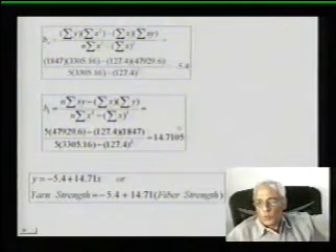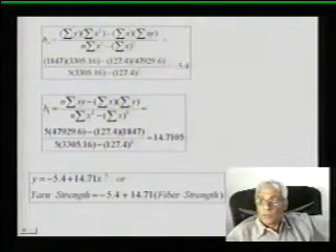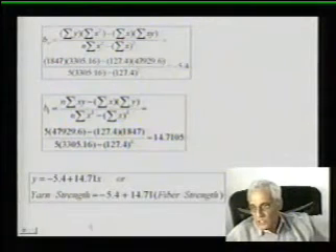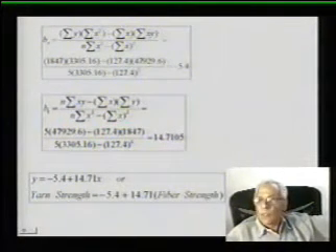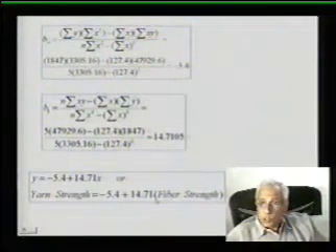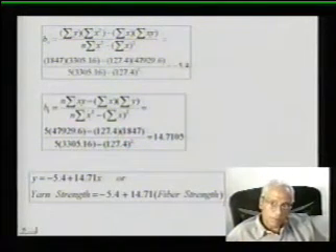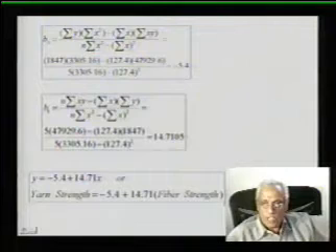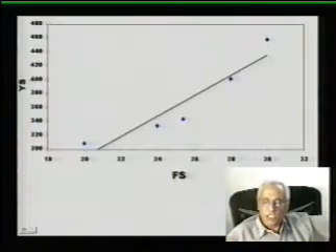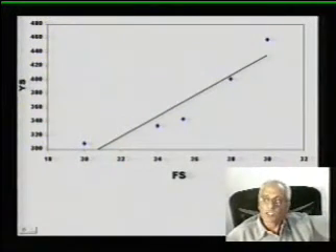Y equal B0 plus B1 times X. So Y equal minus 5.4 plus 14.71, which is the B1, times X. Or the yarn strength, the output, equal minus 5.4, the intercept, plus 14.71, the slope, times the X value or the fiber strength. And this is simply telling us that we have a positive relationship with a negative intercept of YS or yarn strength and FS or fiber strength.